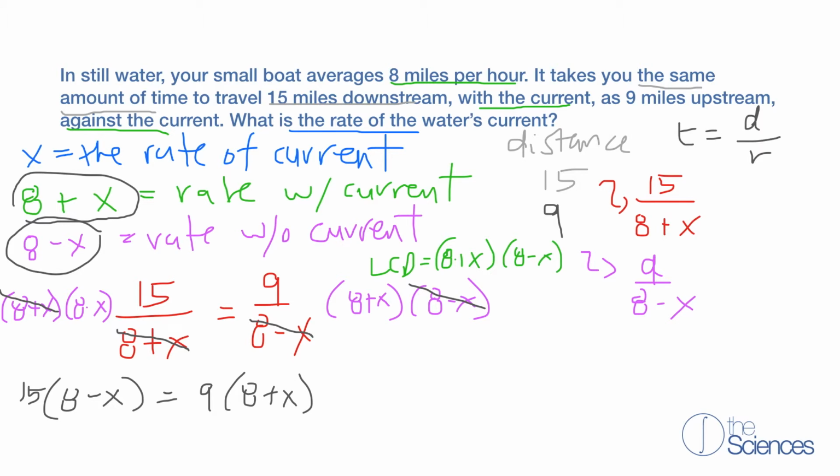So now what we have is 15 times 8 minus 15x equals 9 times 8 is 72 plus 9x. So now we have 15 times 8 is 120 minus 15x equals 72 plus 9x.